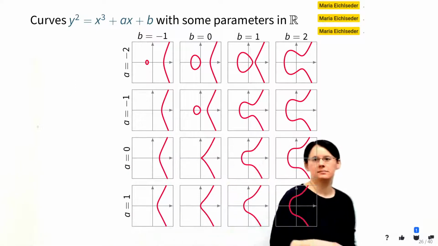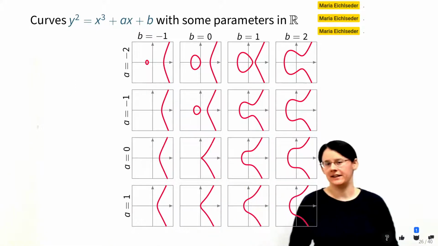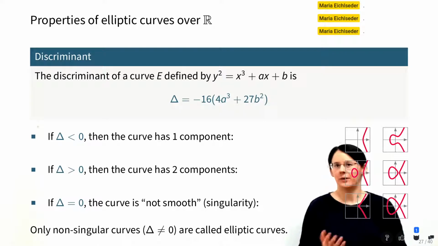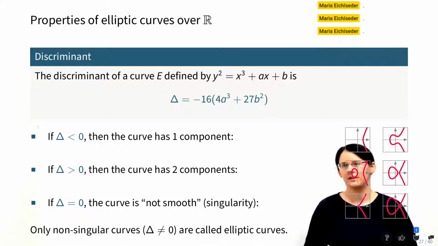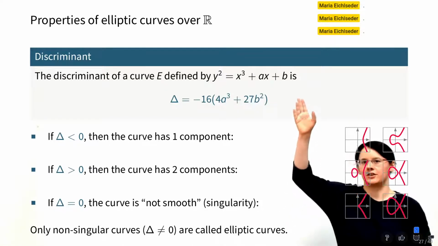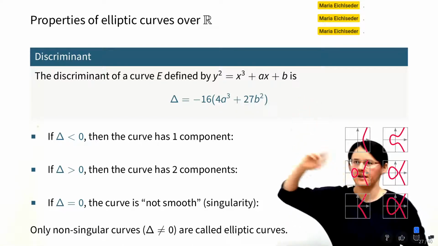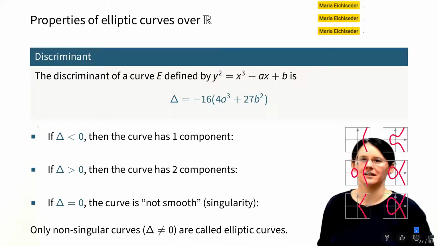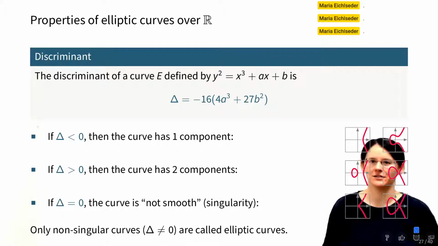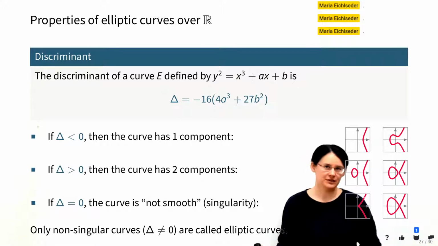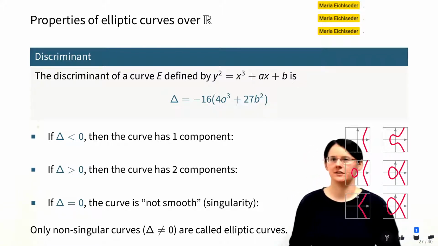And to see whether such a singularity exists, you actually don't have to look at the picture. You can derive this from the coefficients A and B. And the way you find this out is by computing the so-called discriminant of this curve. And for this particular shape of curve we saw on the previous slide, the discriminant is defined as follows: minus 16 times 4a to the power of 3 plus 27b squared. I'm not deriving here why it looks that way. If you're interested in that, I can give you some literature recommendations.